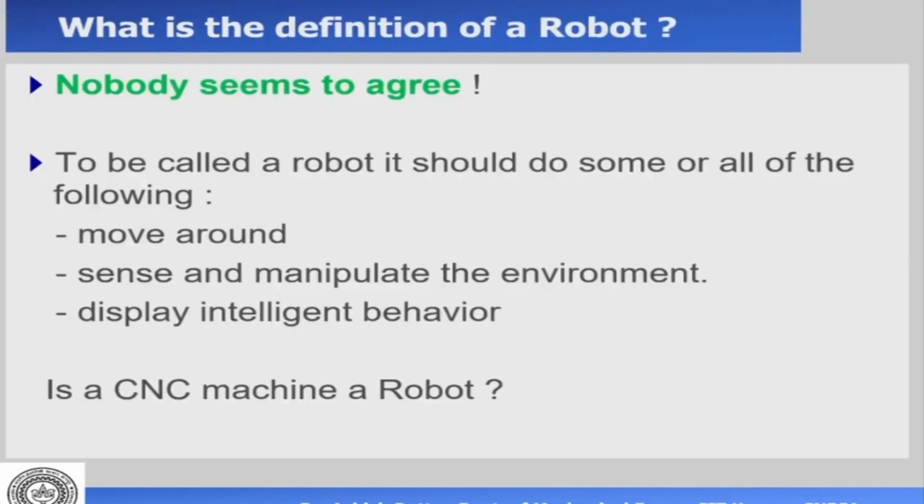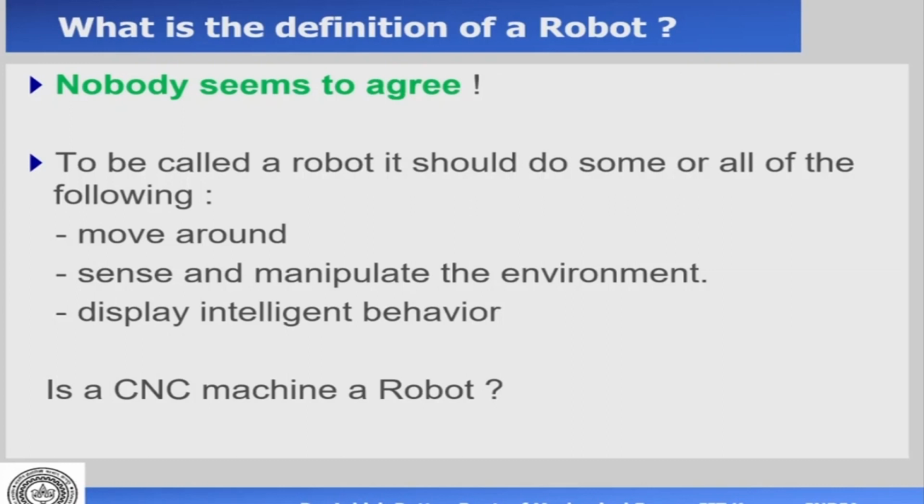Now it's interesting to note what is the definition of a robot. Now nobody seems to agree. Why? Because different people would like to call their system or their invention or whatever they are doing to be related to robotics. It is fancy, and it has more impact. For companies, it's a marketing impact. For students, it sounds good if they say we are doing research in robotics. Okay, so most companies will tend to call their product a robot.